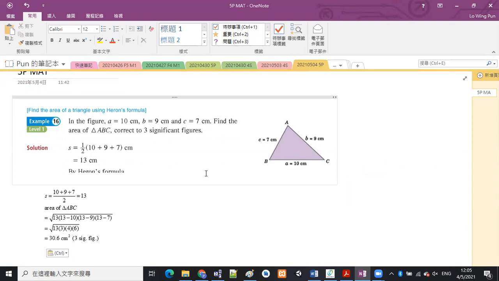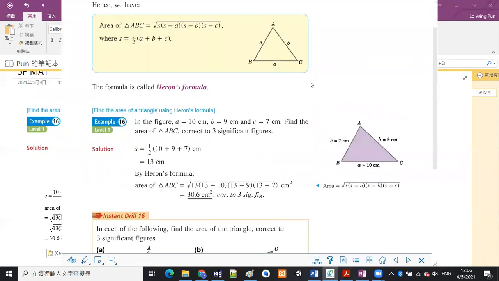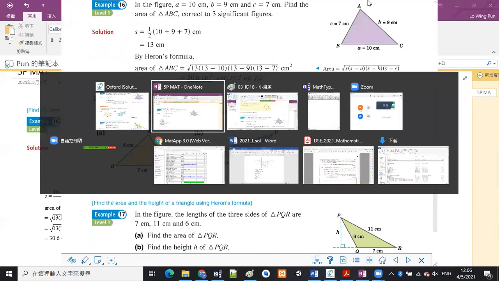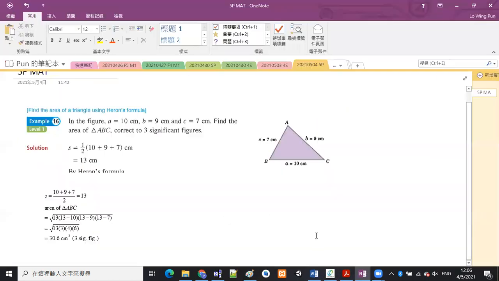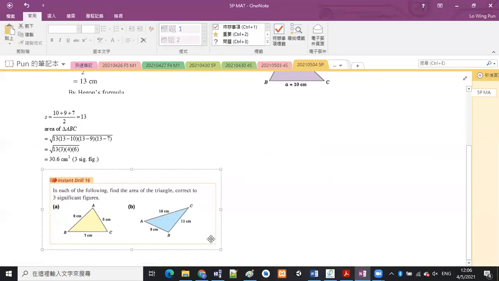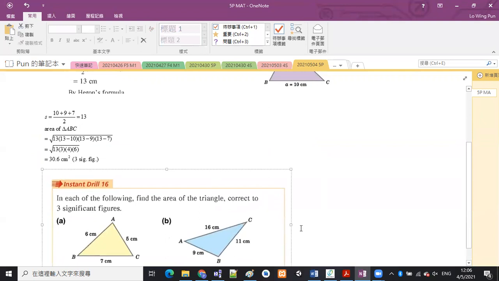So now please do the instant drill 16. Just try to use the calculator. Write down the formula and try to use the calculator. Okay, instant drill number 16. We have part A and part B. I'll give you 2 minutes.